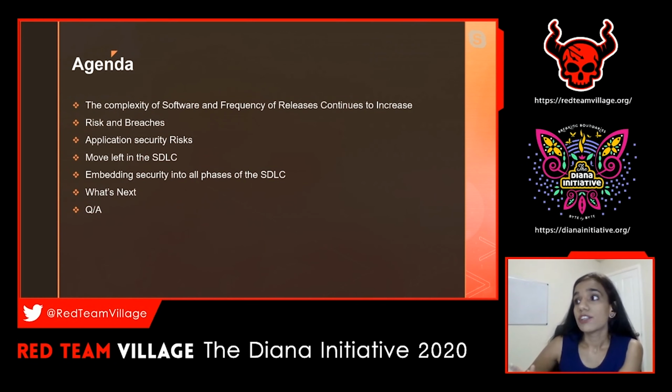Like I said, my agenda for today is to talk about how software and software complexity is increasing and how security needs to catch up, risk and breaches, and how we need to improve, and application security risk. The solution which I'm proposing is what we all are doing, but we are still missing a lot of things. How to do it right? We will be talking about moving left in the SDLC, and then we'll be going through all the phases of SDLC. And then after that, if you have any questions, we can obviously talk about those.